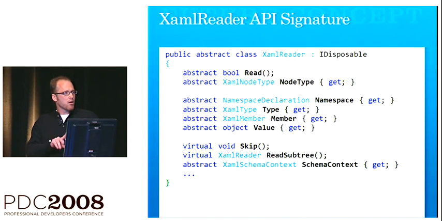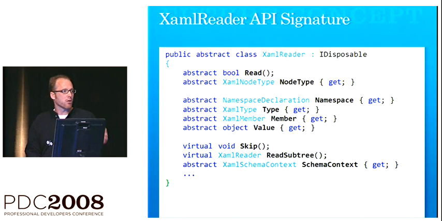When you get an end member or an end object, you don't get nothing, none of those things light up. You don't get the type or member, so remember it if you care. There is a skip, but it doesn't work so great yet. There is a read subtree that works nicely.